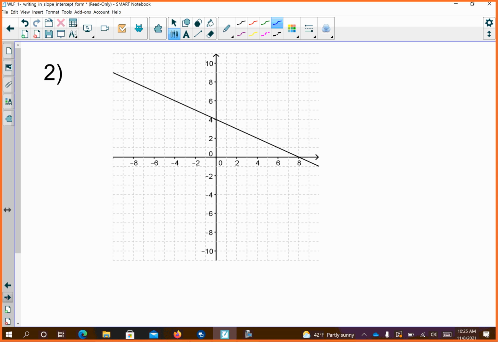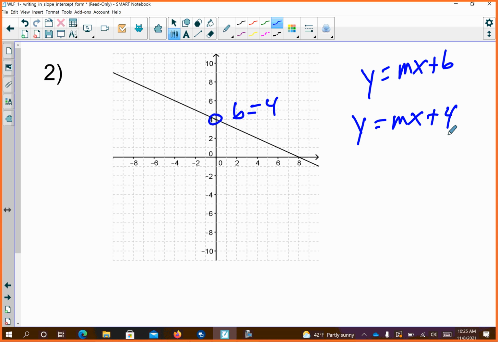All right. Problem number 2. So again, we want to have this in slope-intercept form. So y equals mx plus b. My friends, what does it appear my b value is? Remember, the b value is where it crosses the y-axis. 4. So that is my b value. That's going to be 4. So far I know y equals mx plus 4. Agree?